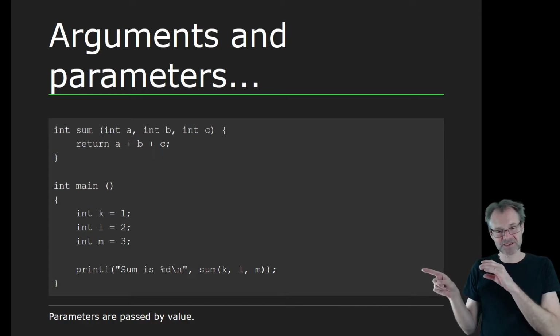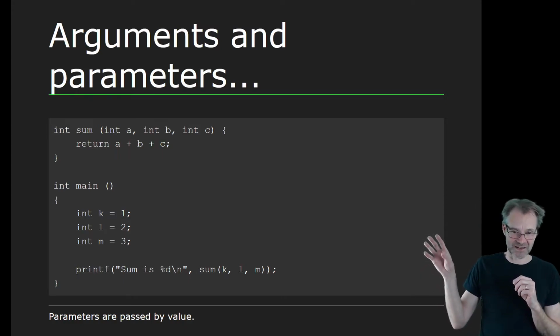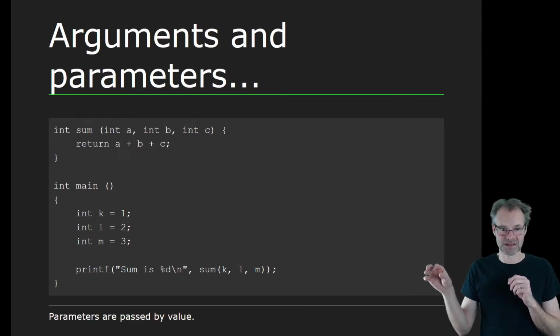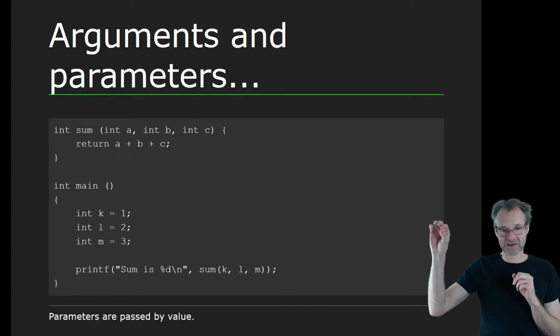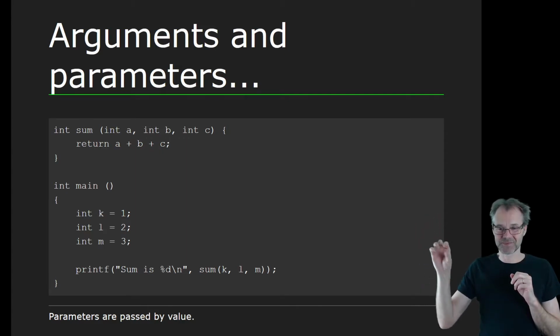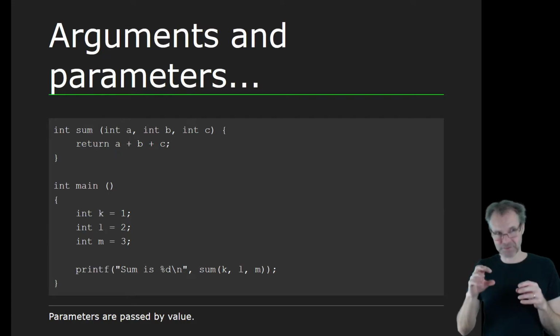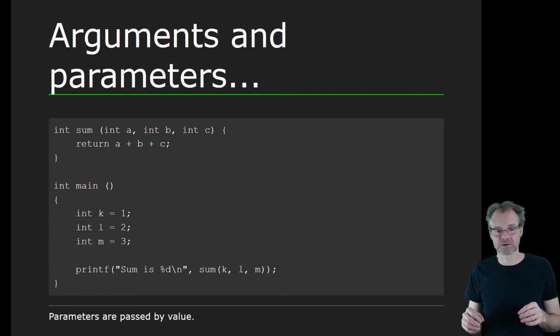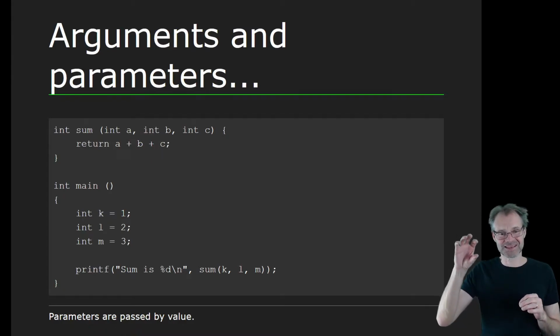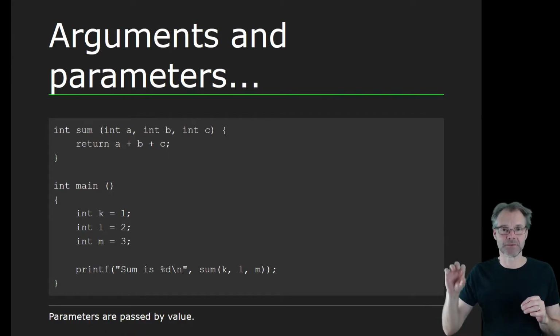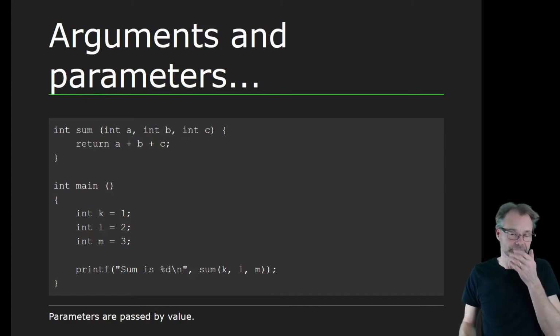So the arguments in this case would be 1, 2, 3. That is the actual value sent in here. So we are sending K, L, M as arguments into the sum, and there we call the parameters A, B, C. So try to remember what is the argument and what is the parameter here. Arguments, the actual value being sent. Parameters, that is the placeholder, the variables that are holding the actual value.